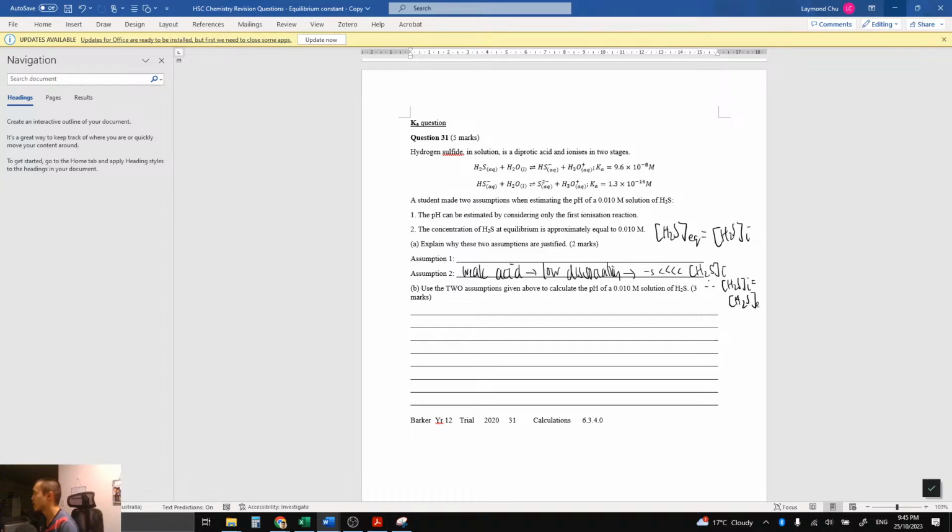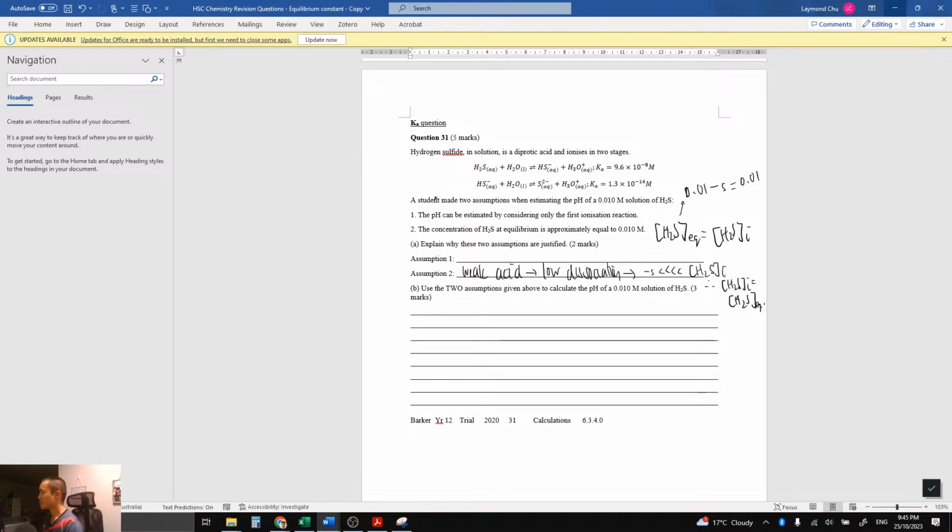Okay. Now, I'm not going to do this, but if you want to prove this, you can do your ice table, and your equilibrium concentration for that will equal your 0.1, which is your initial of your H2S, minus S. Okay, but we've made the assumption that S is very, very small compared to your initial concentration, which means you can make this statement happen.